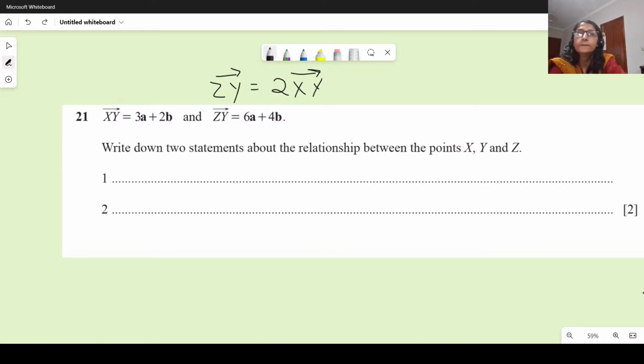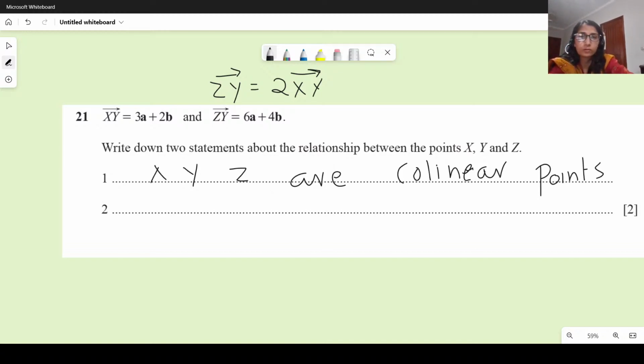So you can write x, y, z are collinear or they lie on a straight line. Okay, are collinear points. Also, you can state that zy is twice of xy. These are the two facts.